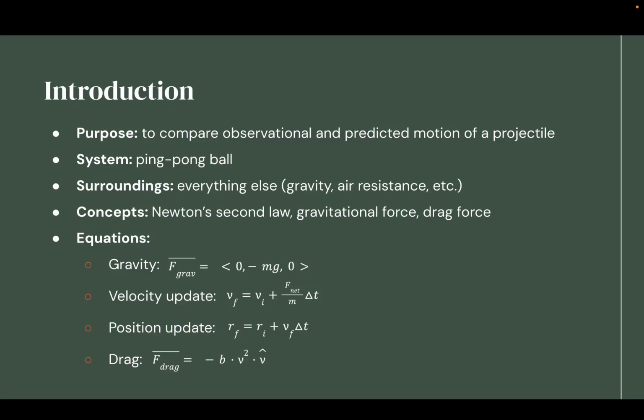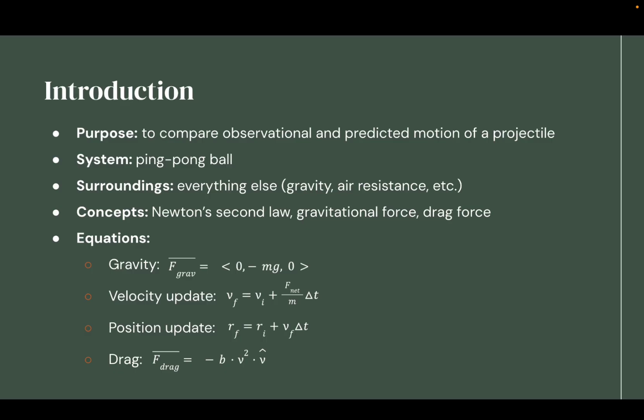Hi, my name is Eliza Simondera, and this is my lab report for the second lab, Projectile Motion. The purpose of this lab was to compare the observed and predicted position and velocity graphs as a ping pong ball was thrown. With that being said, the system was a ping pong ball and the surroundings were everything else, including gravity and air resistance.